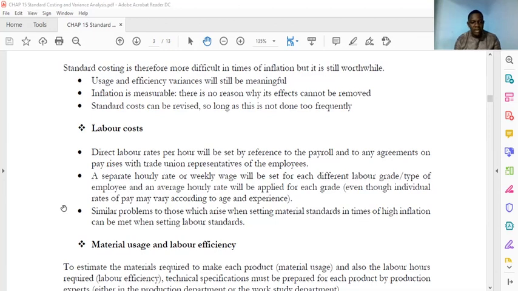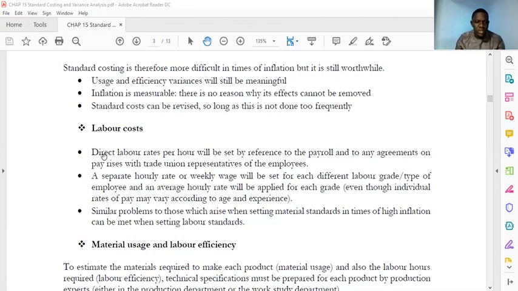Okay, good. Similar problems to those which arise when setting material standards in times of high inflation can be met when setting labor standards. As there are price fluctuations, we need to also factor that in to determine the labor rate, how much to pay labor per hour or per day. We need to factor all these things. And we know that when it comes to labor, there are various labor unions who speak for their members to make sure that their members are not shortchanged.